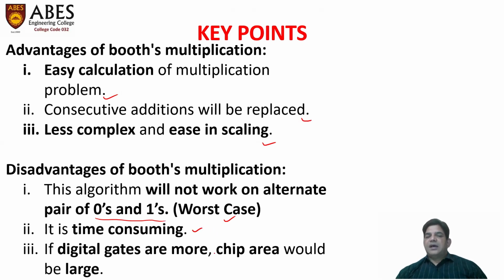So more digital gates are needed, and the chip area would be large. Because in order to handle the more additions and subtractions, we need more digital gates, more chip area will be required, and the complexity becomes much more in this case.